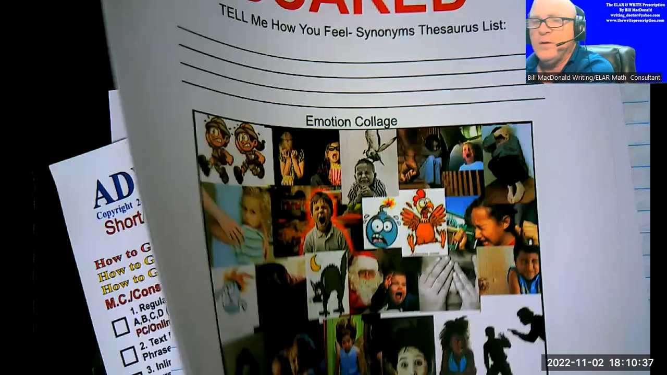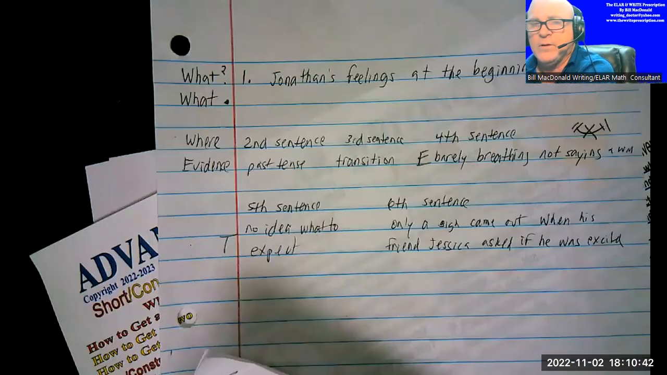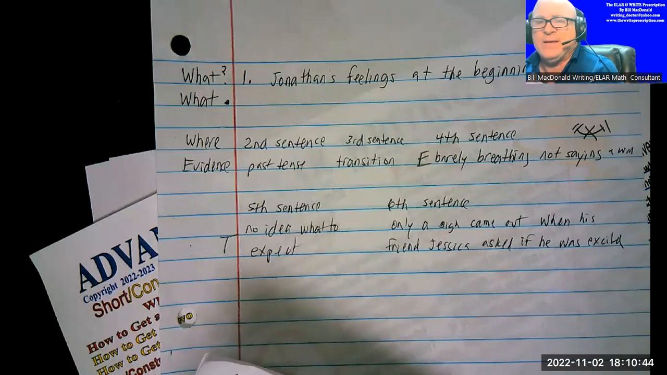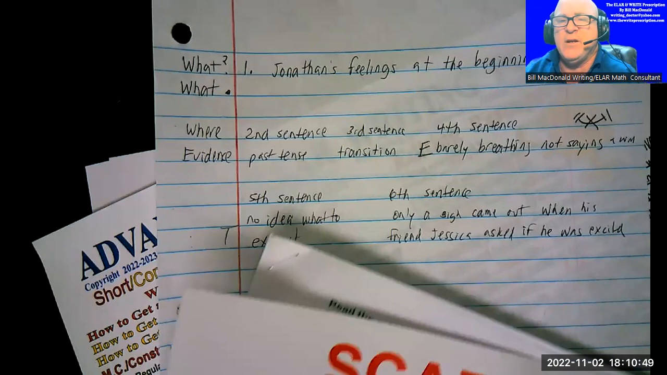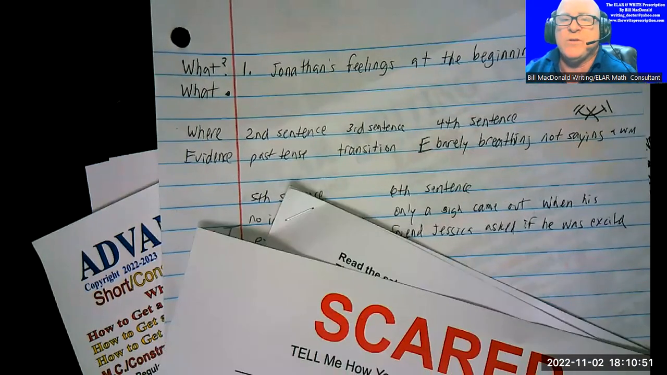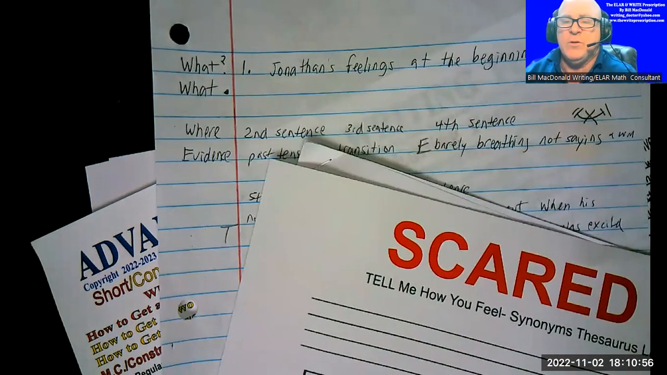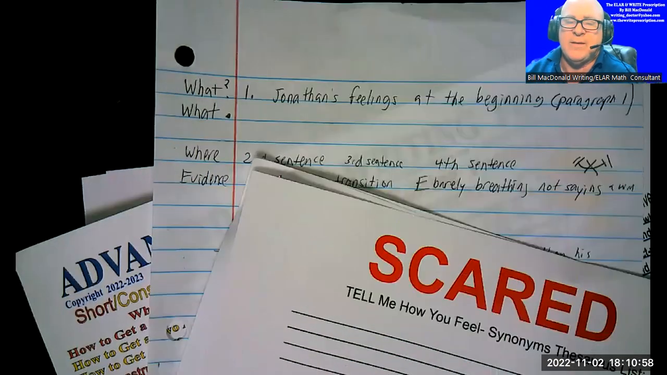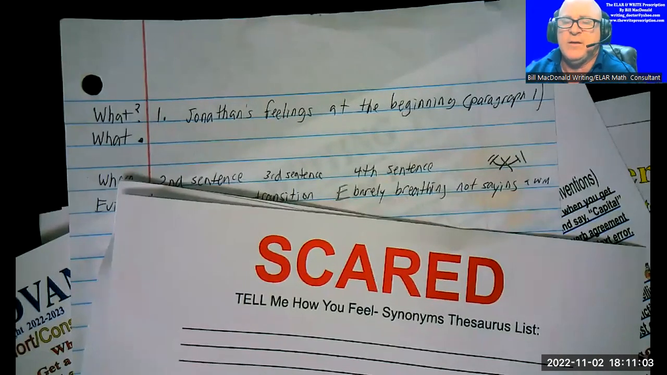Then I could start answering the question on the lines there. Jonathan, at this point in the story, is very terrified and worried about what's going to happen on the ride. That's probably what would come out of my pencil, out of my keyboard, because that's what came out of my mouth. Then you use the evidence, starting in the fourth sentence.